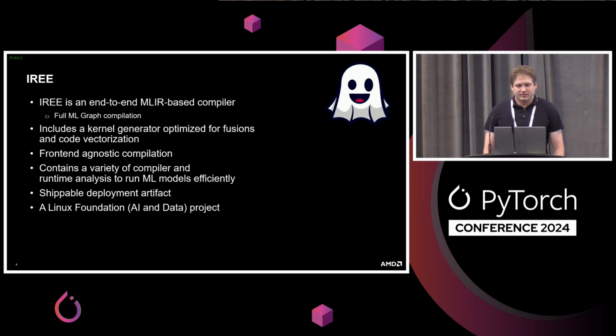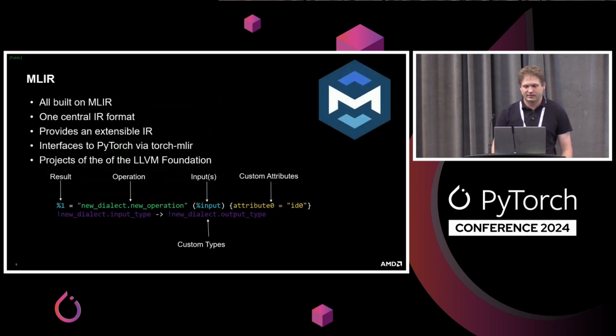And it does provide methods for compiling it down to shippable deployment artifacts, so you know exactly what kind of inference stages you're looking at. So you're definitely going to guarantee whatever throughput you compiled it for, you're going to be able to expect that on your hardware. And it falls under the Linux Foundation AI and Data project, but AMD is essentially the largest contributor to it. And it is all built off of MLIR. It's one central IR format, interfaces directly with PyTorch via Torch MLIR, and it falls under the LLVM Foundation.